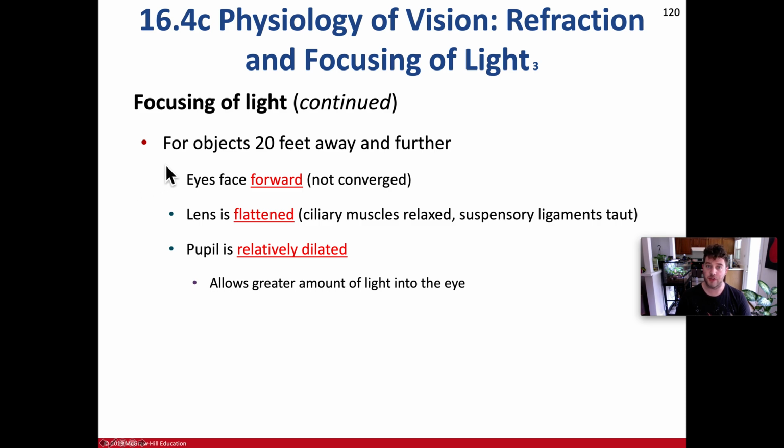For objects that are further than 20 feet away, your eyes are going to face forward. So even still, this is only 2.5 feet or so from me, so my eyes are still fairly converged in. But if this were farther away, then my eyes would be more pointed forward. The lens is flattened, so as opposed to the ciliary muscles contracting, your ciliary muscles are going to relax, and the suspensory ligaments are going to pull taut, so that the lens flattens and it has less refraction. Light has less refraction. And the pupil is relatively dilated to allow a greater amount of light into the eye so that you can get a better picture.